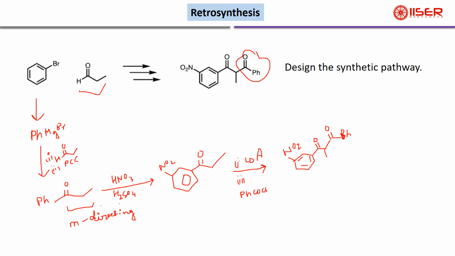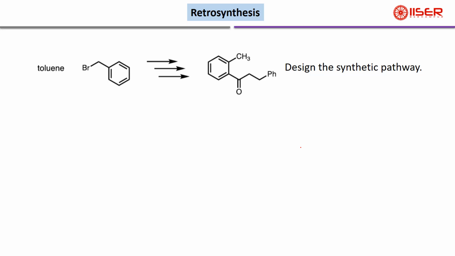You can try the retrosynthesis of this compound by yourself. If you design the retrosynthetic pathway, what is toluene? Toluene means a benzene ring with a methyl group. This is called toluene. Now see what are the changes in the substrate and product. So there is a benzyl bromide group and a toluene. So the toluene part is here, we can see.